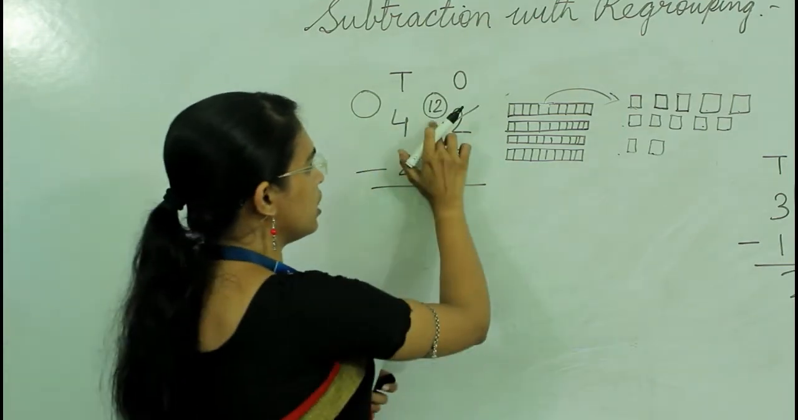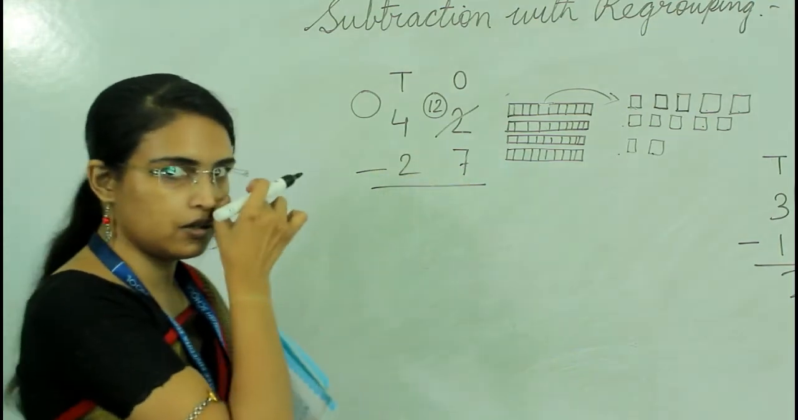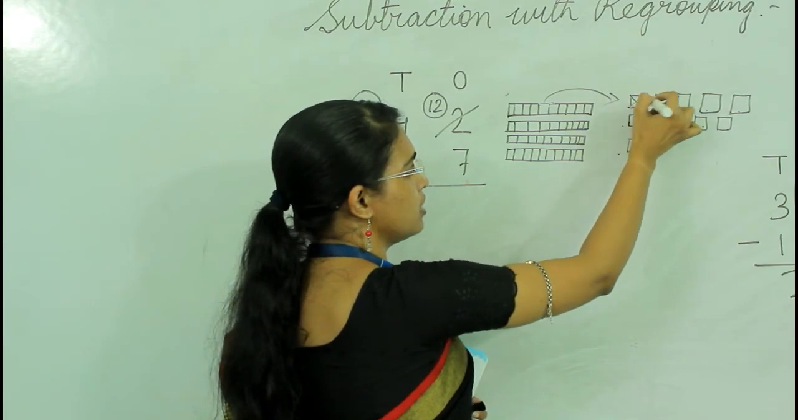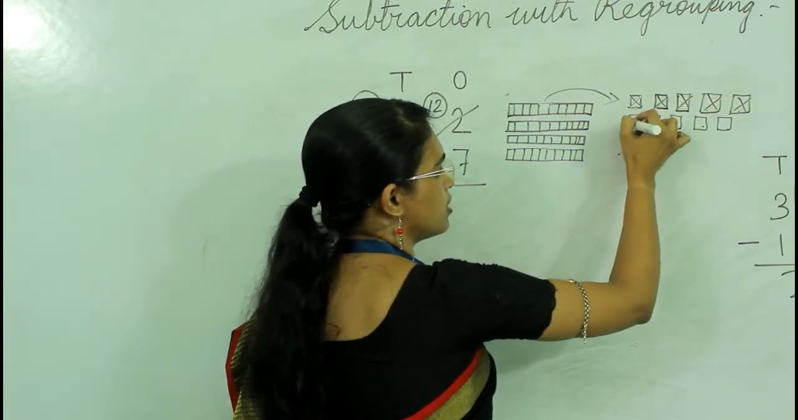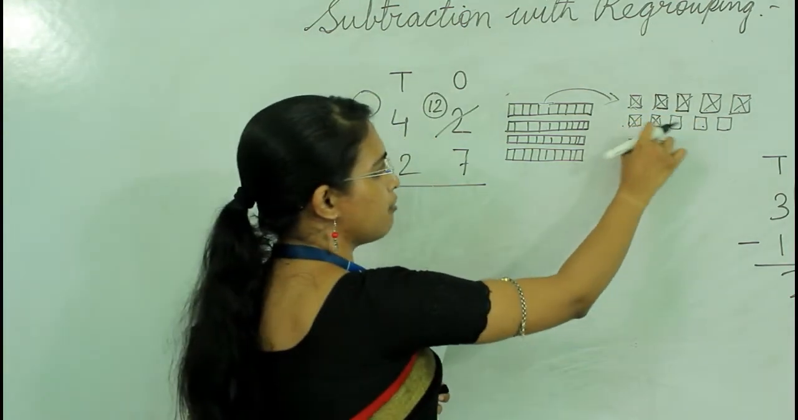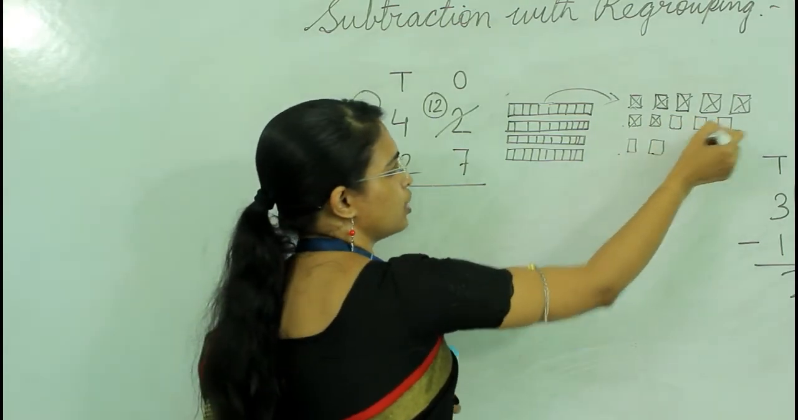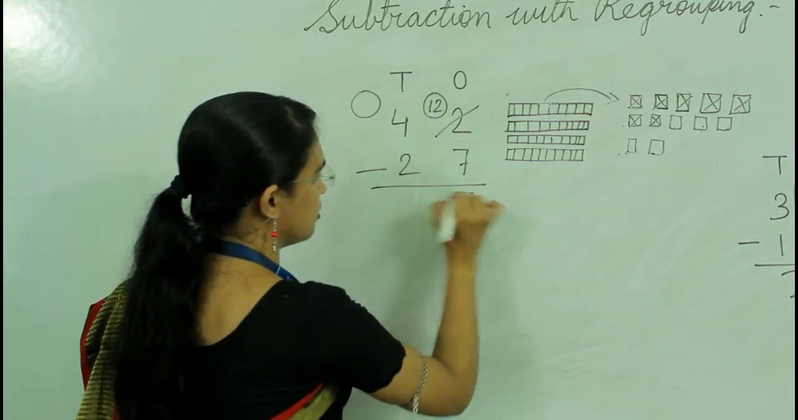Done. Now from 12, what do we have to do? We have to cut 7 blocks. So how will you cut 7 blocks? 1, 2, 3, 4, 5, 6, 7. In this way, I have cut 7 blocks. Now how many blocks are left? 1, 2, 3, 4, 5. 5 blocks. So the answer is 5.